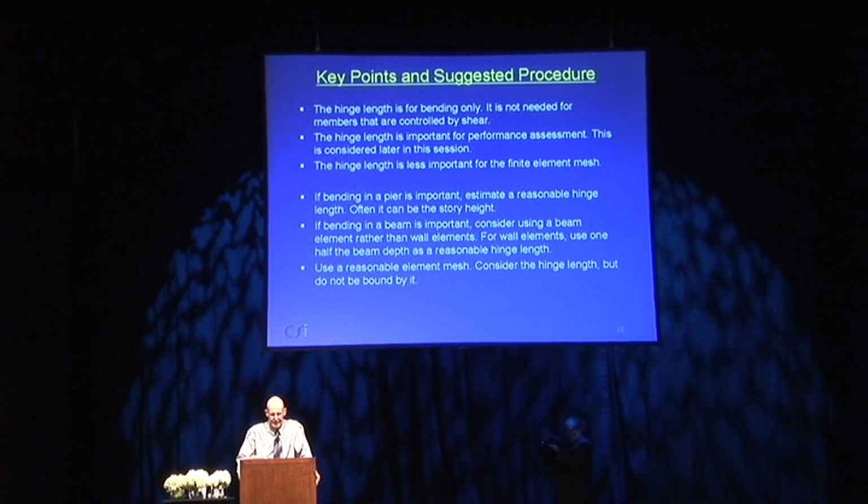If bending in a beam is important, consider using a beam element rather than wall elements. If you use wall elements, use 1/2 the beam depth as a reasonable hinge length. And use a reasonable element mesh. Consider the hinge length, but you don't have to have an element which exactly matches the hinge length.